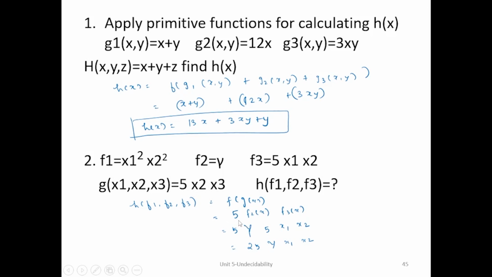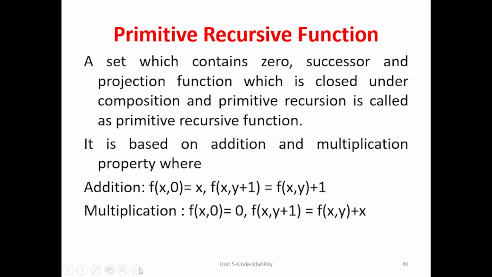So you write 5, then your f2 value and f3 value. The f2 value is gamma, the f3 value is 5x1, x2. So these are all multiplications. The constant values are 5 and 5, so 5 fives are 25; gamma is a variable, x1 is a variable, x2 is a variable. So the final answer is 25 gamma x1, x2. Like this, we can write primitive functions. So these are all primitive functions.